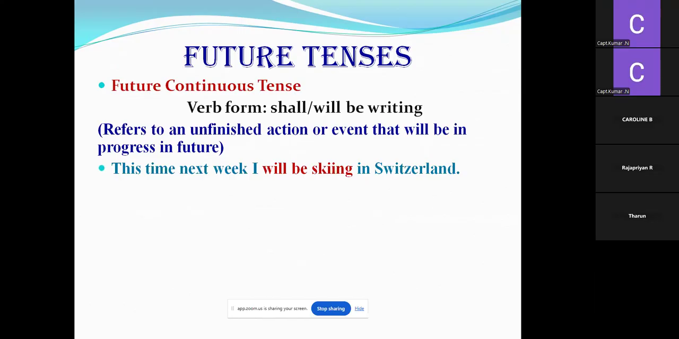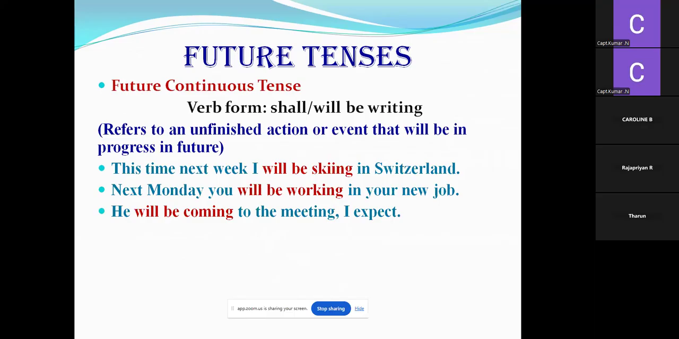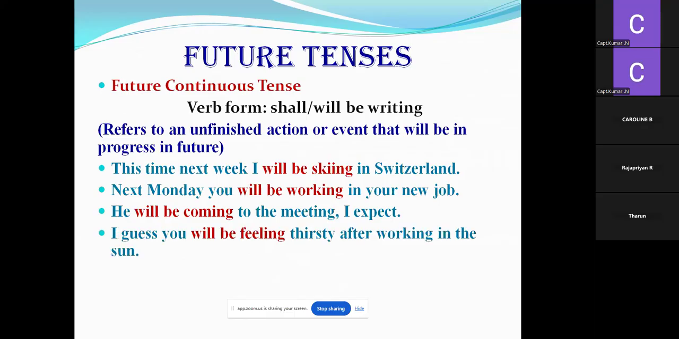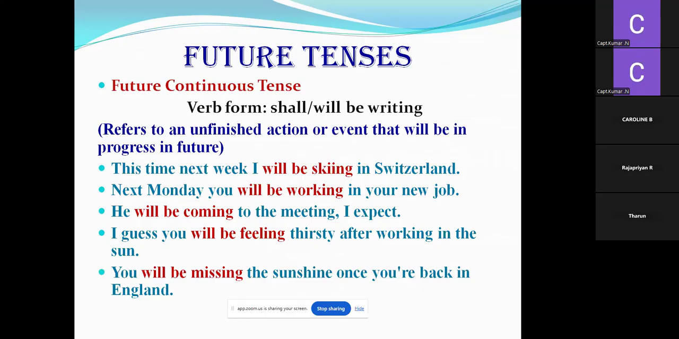See the first example. This time next week, I'll be skiing in Switzerland. So this time next week. So mentioning the time of the action is a must. Next Monday, you will be working in your new job. He will be coming to the meeting, I expect. I guess you will be feeling thirsty after working in the sun. You will be missing the sunshine once you are back in England. So all these sentences you can see, they talk about an action in progress in the future at a particular time.